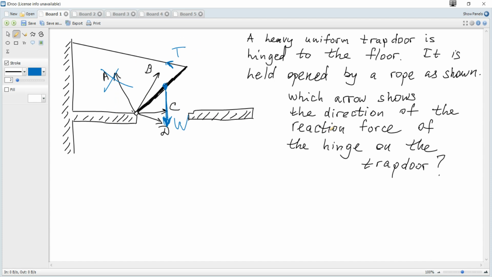So the required reaction force is B. And that's all for this question.